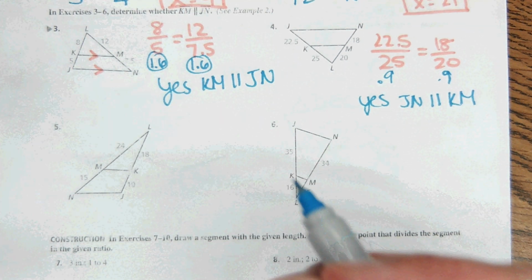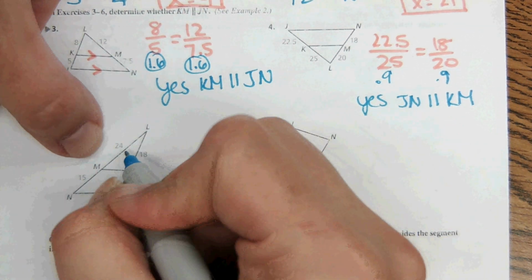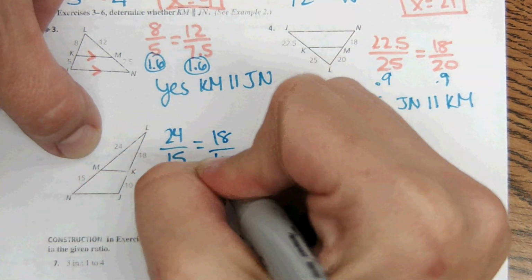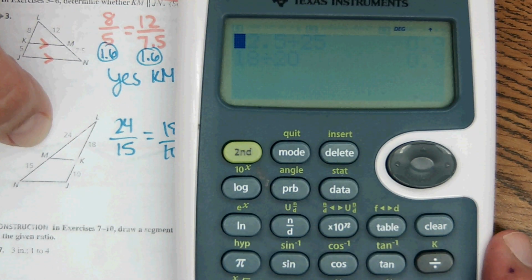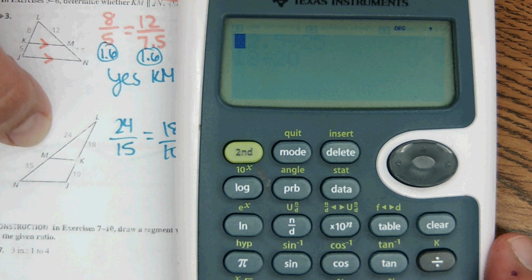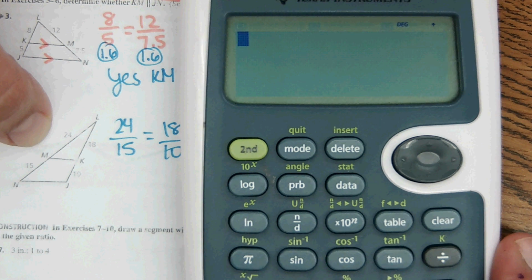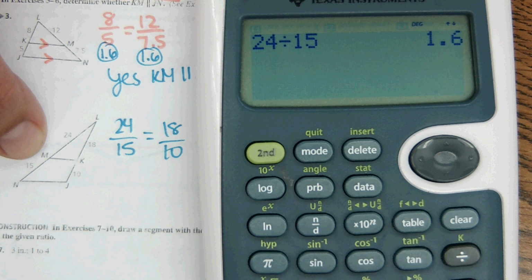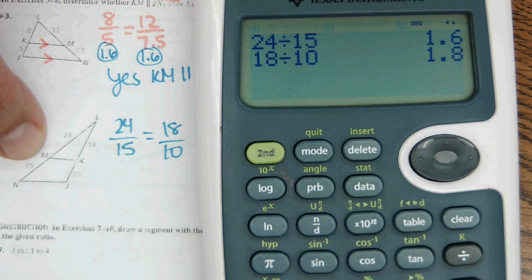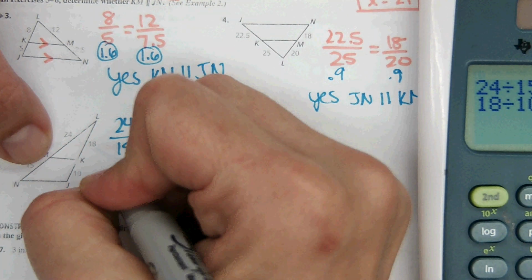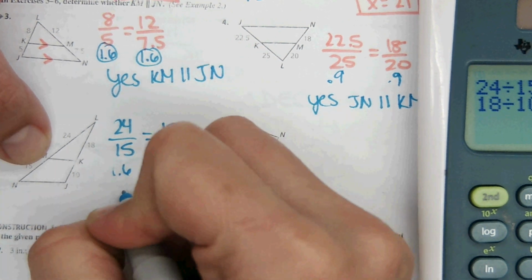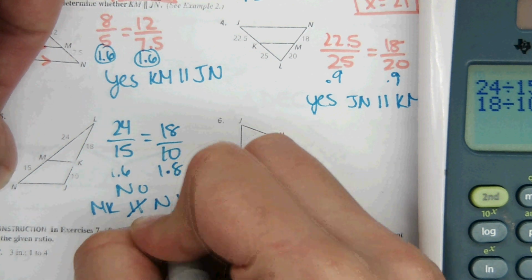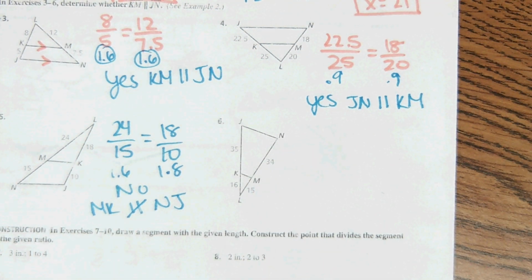Okay, the next one, it comes out to no, so I want you to see what that looks like as well. So for this one, 24 over 15, does that equal 18 over 10? Well, we'll do 24 divided by 15 and 18 divided by 10, and it comes out to 2 different numbers, 1.6 and 1.8. So therefore no, MK or Km is not parallel to NJ or Jn.